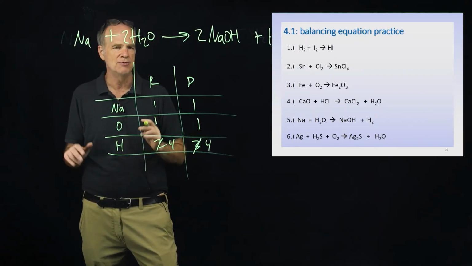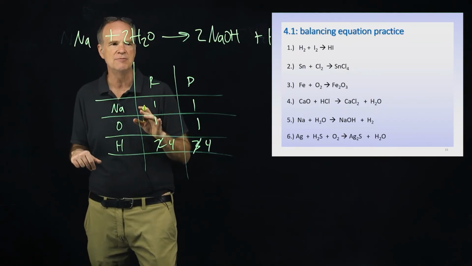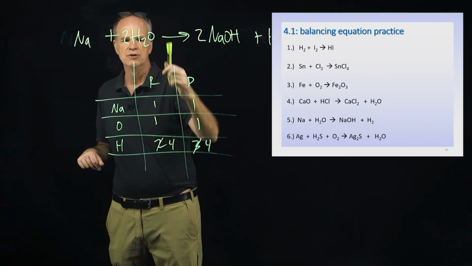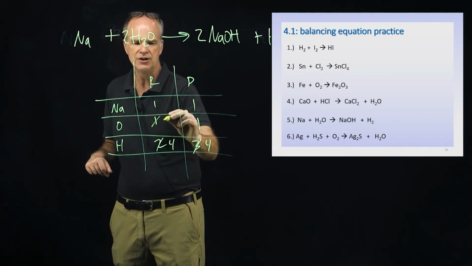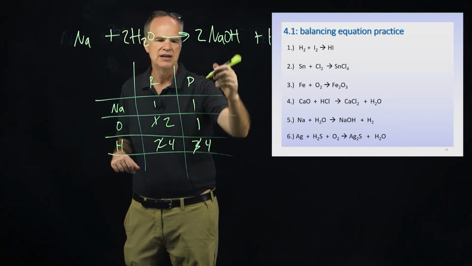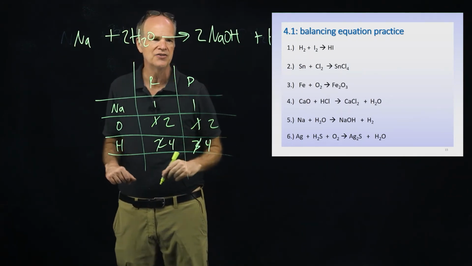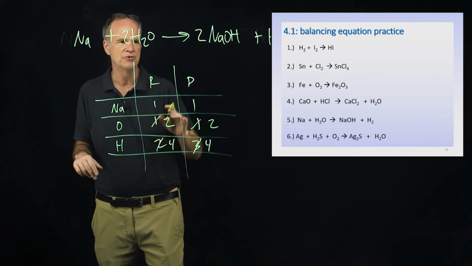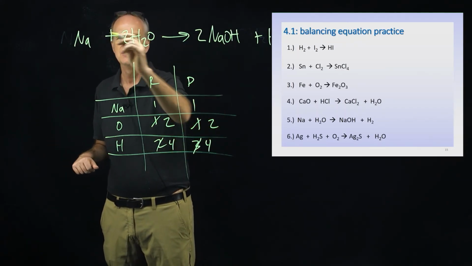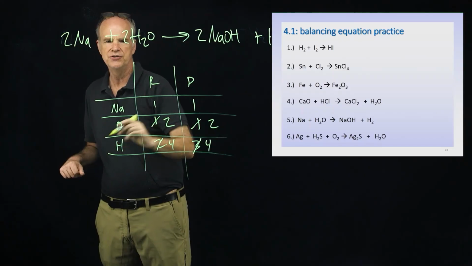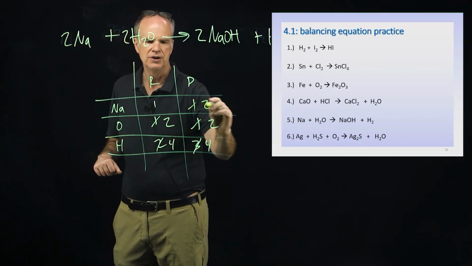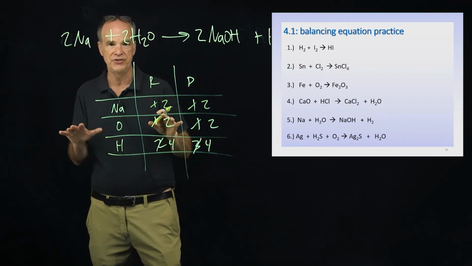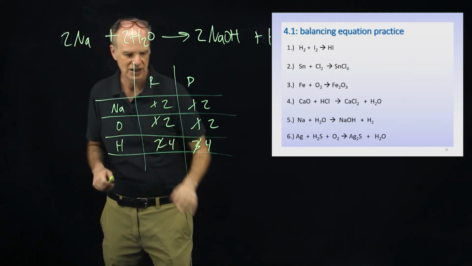Now, I probably changed the oxygen count around, so let me recount oxygens. We have 2 oxygens here on the reactant side. We have 2 oxygens here on the product side. The final thing I want to balance is sodium. So we have 2 sodiums here, 1 sodium here. We put 2 there. So it looks to me like this is a balanced equation. So let's move on.